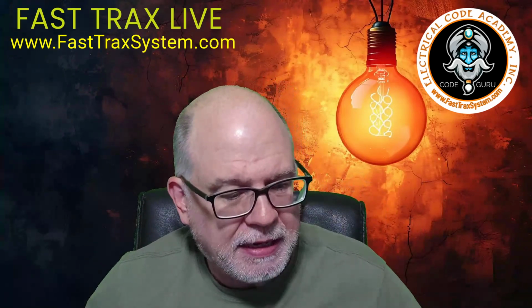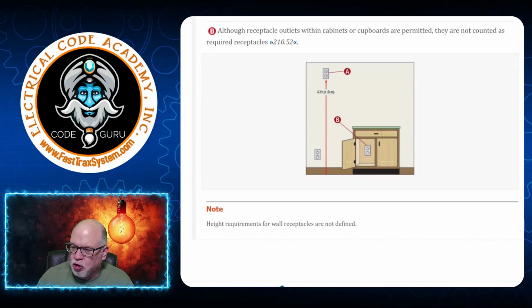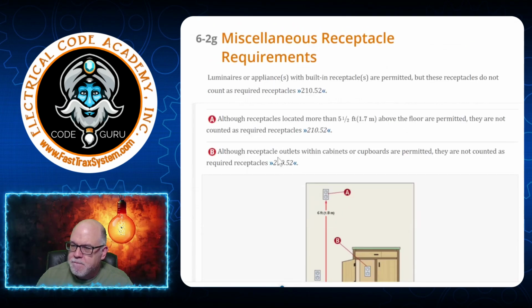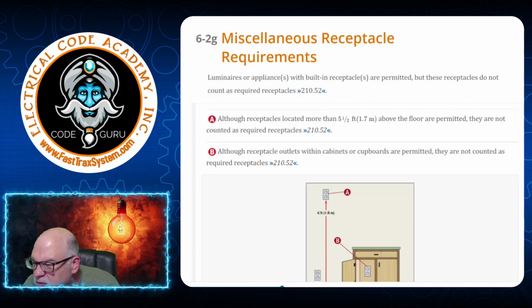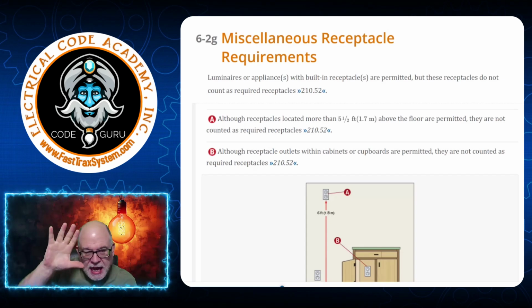All right, so let's go back real quick and tie up this lesson here. As you can see, these great call outs right here. It says luminaires and appliances with the built-in receptacles are permitted, but these receptacles do not count in the required spacing rules of 210.52. Absolutely, 100% agree. A call out, this one up here is up real high. I guess this one says it's 6 feet.